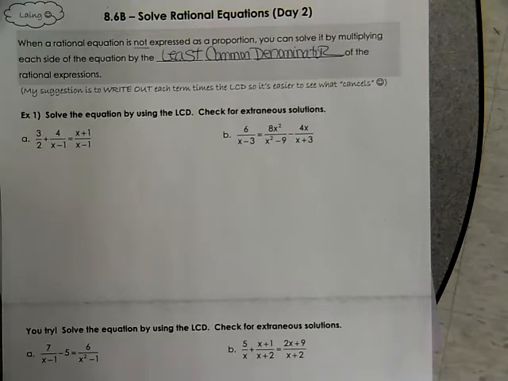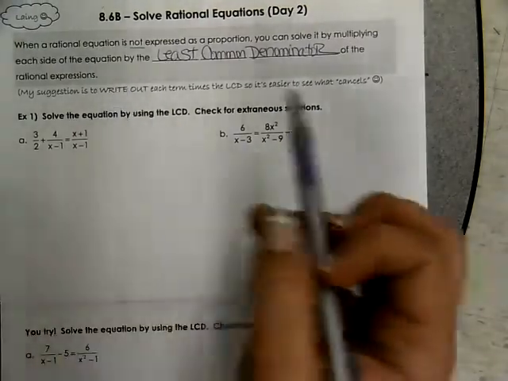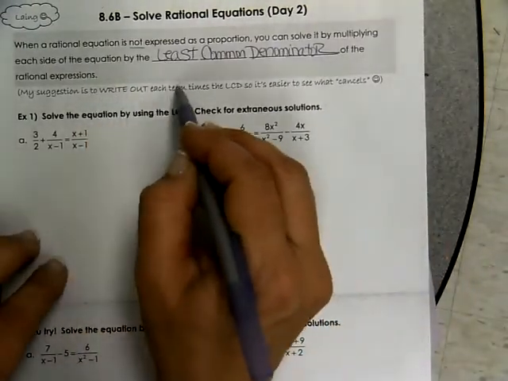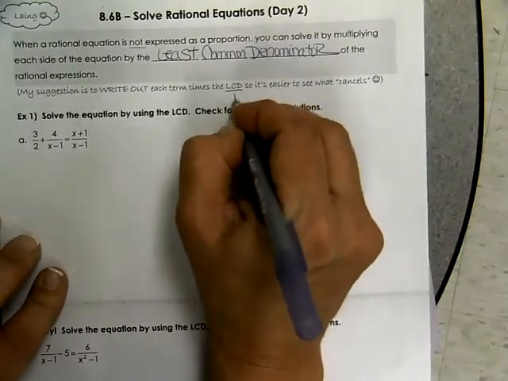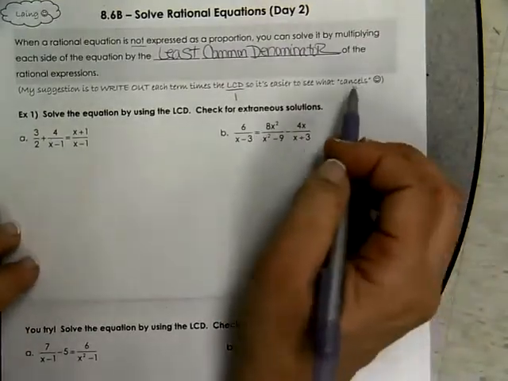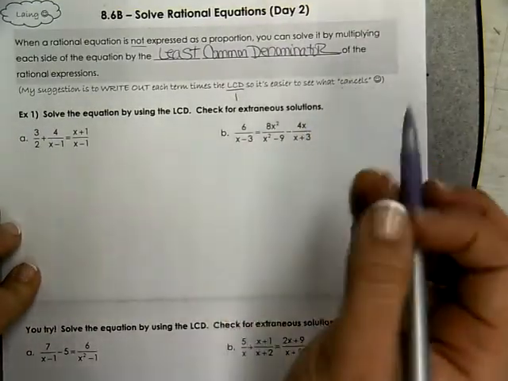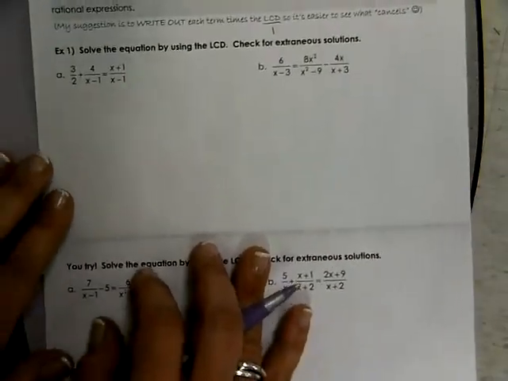And again, my suggestion is going to be to show work. Write out each term, and then we'll multiply by the LCD over 1, so it's easier to see what cancels, okay? So first let's look at letter A.